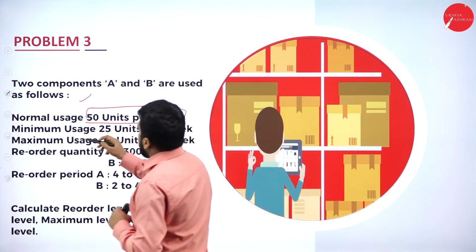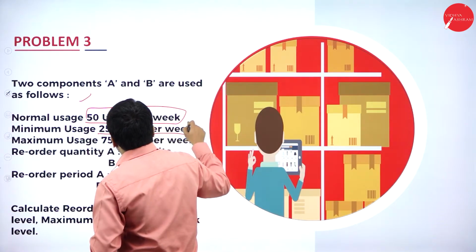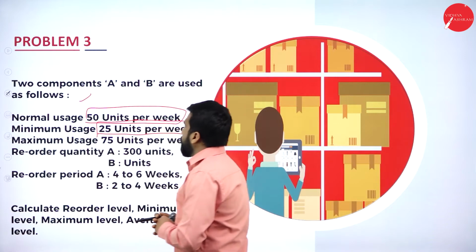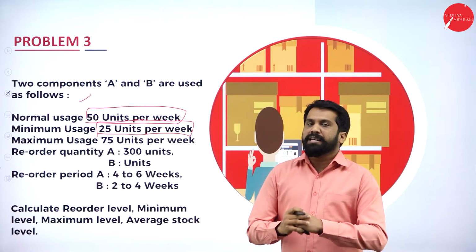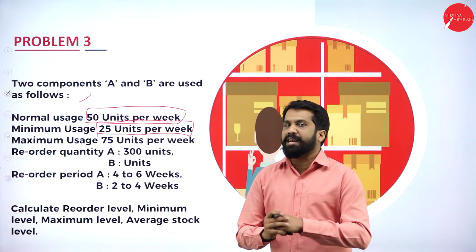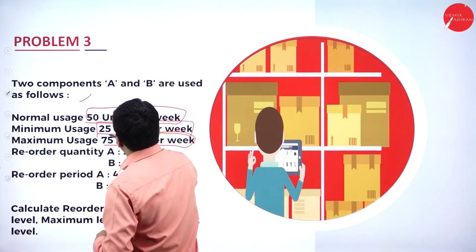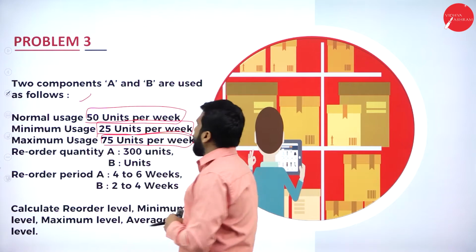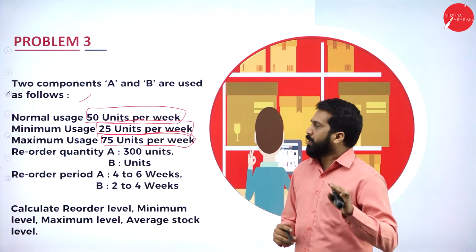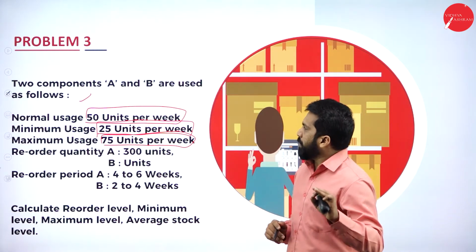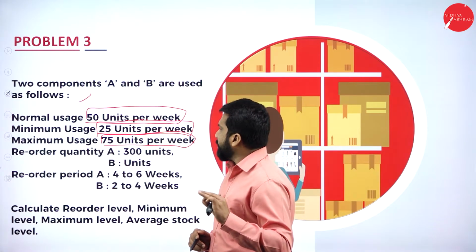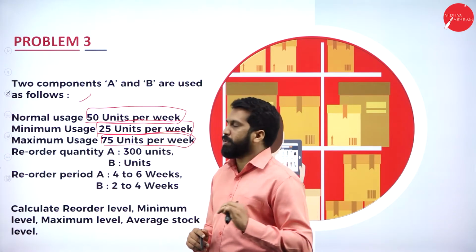Next, minimum usage is 25 units per week. Minimum usage also will not differ. It is the same for A as well as B. Maximum usage is 75 units per week. So they have given all 3 pieces of information. Normal is 50, minimum 25 and maximum is 75 units.